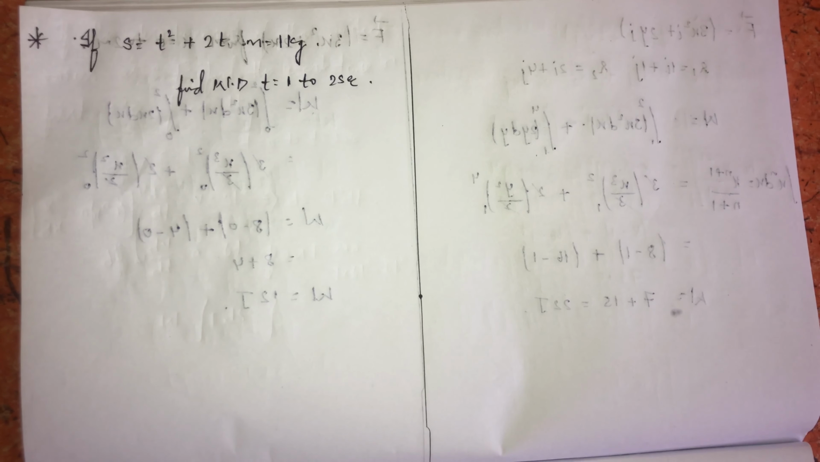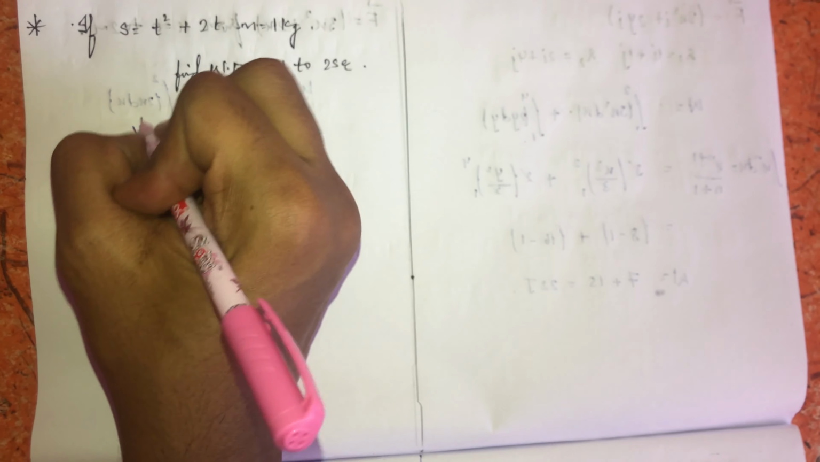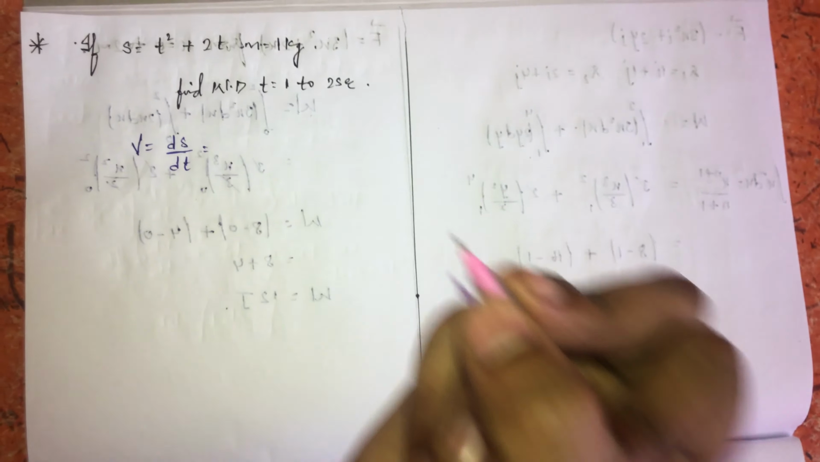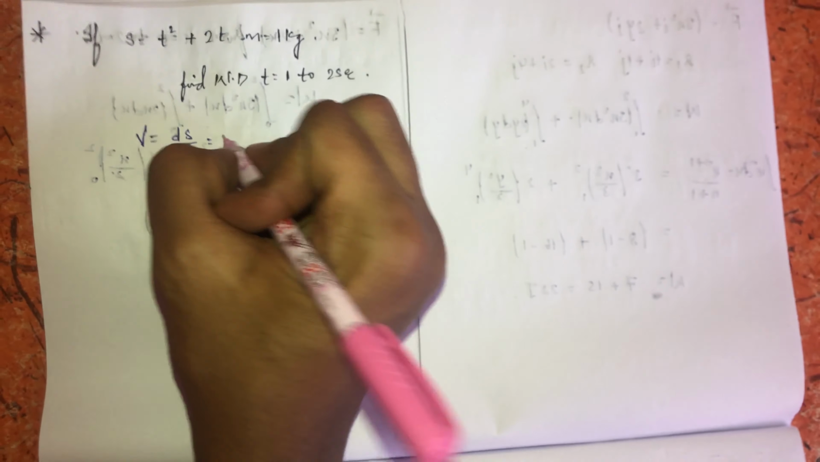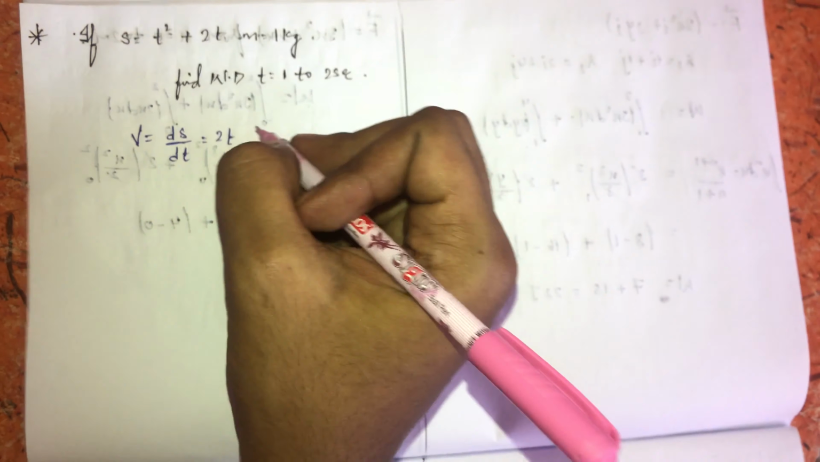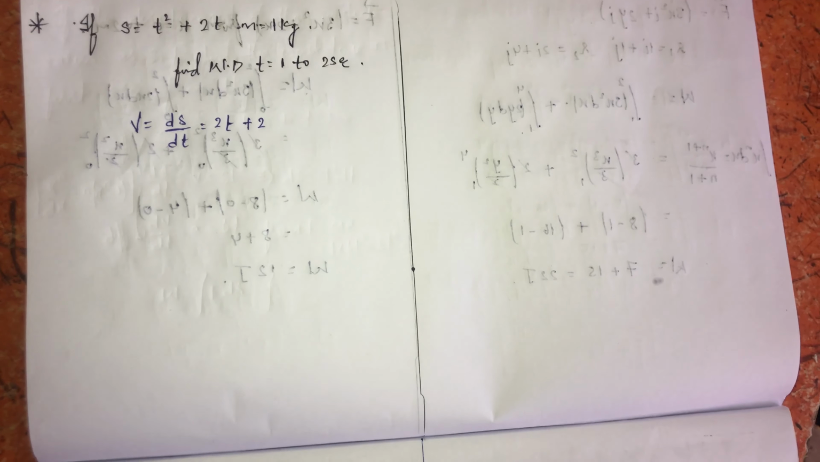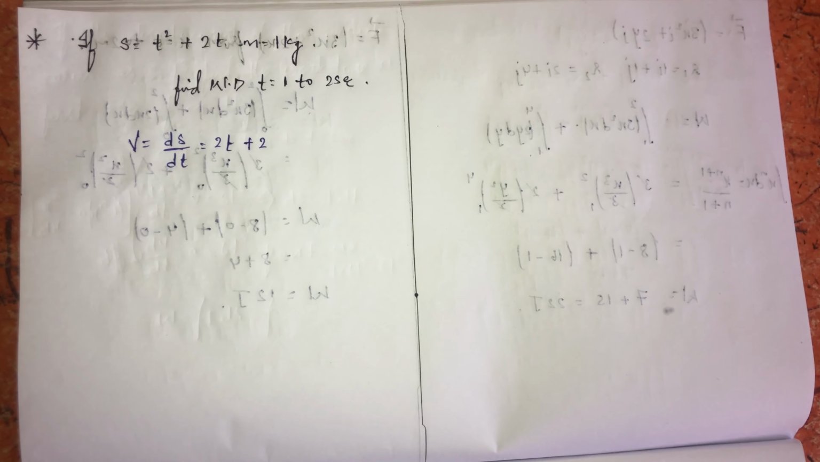So differentiation of displacement by dt, we are going to get velocity. Velocity is equal to ds by dt. Then in the first case we will get 2t, and in the second case 2t will become 2. So after differentiation of displacement by dt, we will get 2t plus 2.